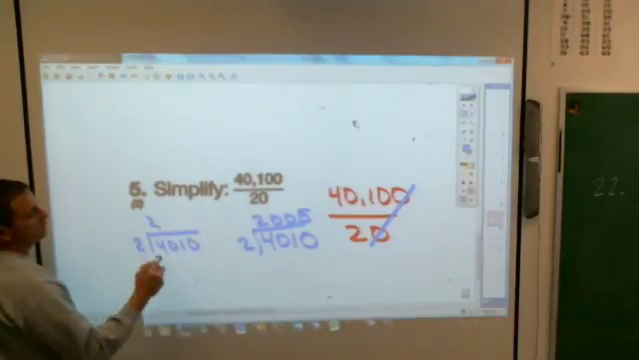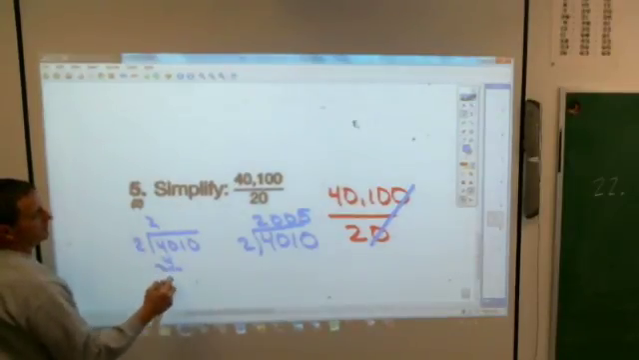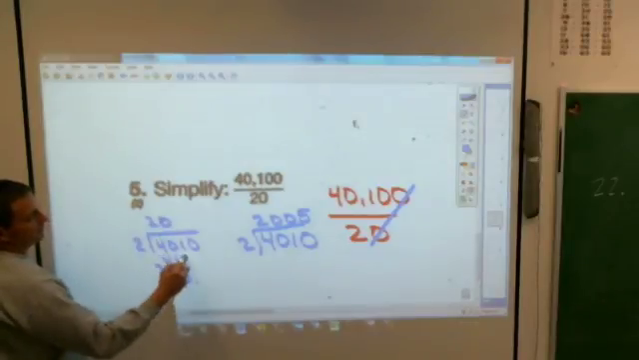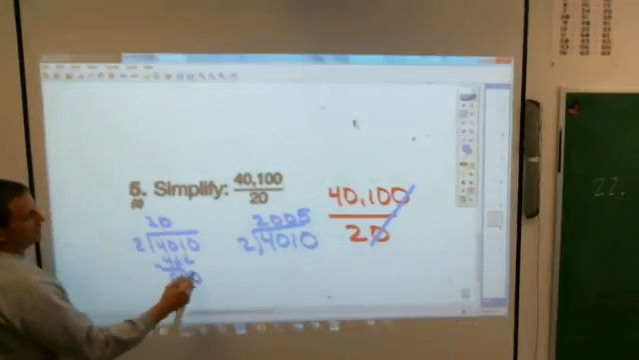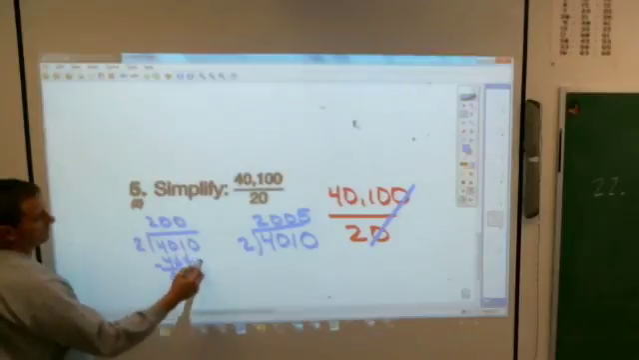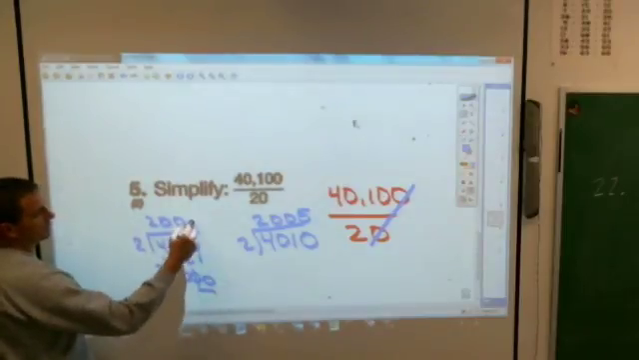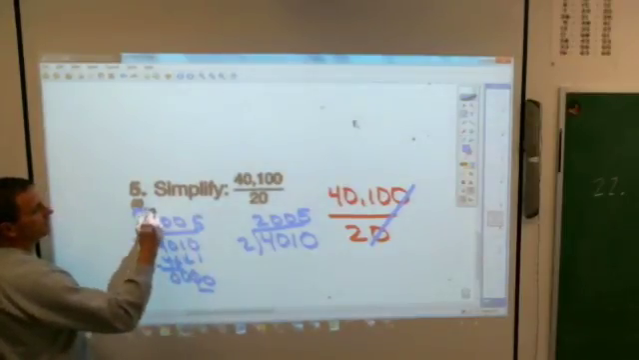4,010. 2, 4, subtract. 0, bring down, brought something down, so I put a 0 on top. Brought something down, I didn't go into it, so I put a 0 on top. Brought something down, go to the 10 5 times.